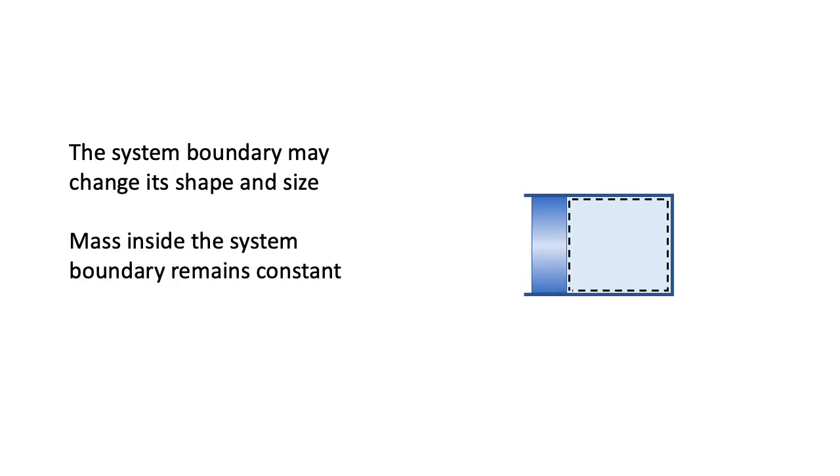Now, the system boundary may change its shape and size. The system over here is a cylinder containing gas, which can be compressed by a movable piston. The system we have defined is just the gas. But as the piston moves, the system changes. But the mass inside the system remains constant, and therefore this is an example of a controlled mass.